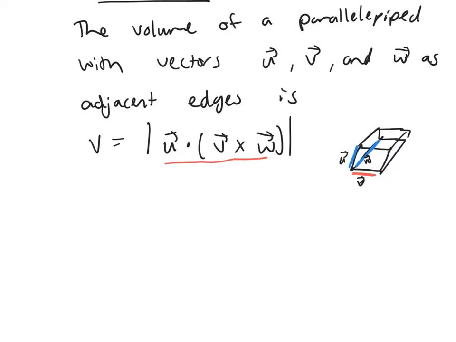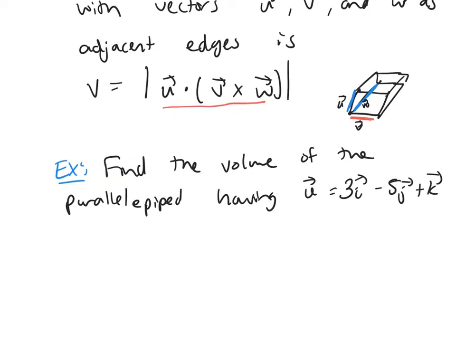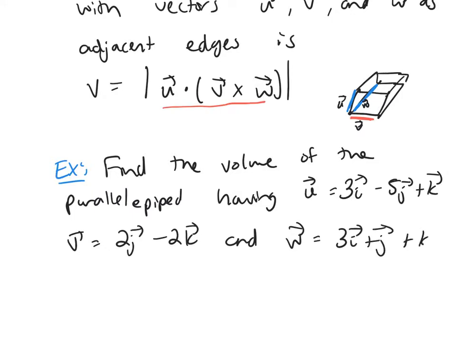All right, so let's look at a problem where I have to try to find this volume. Let's look at this example. Find the volume of the parallelepiped having these vectors as adjacent sides. So u will be 3i minus 5j plus k. v will be 2j minus 2k. And w will be 3i plus j plus k.